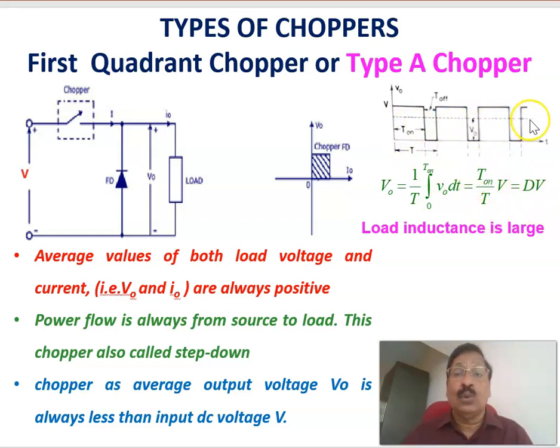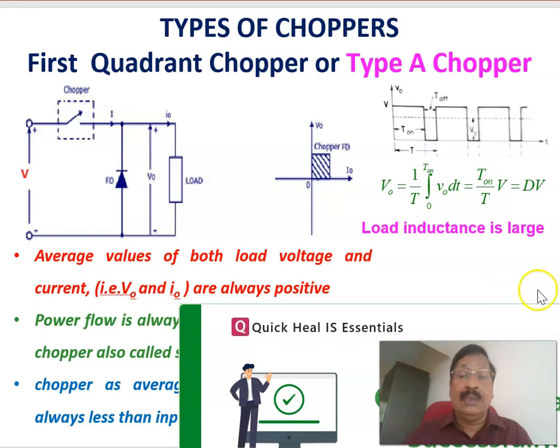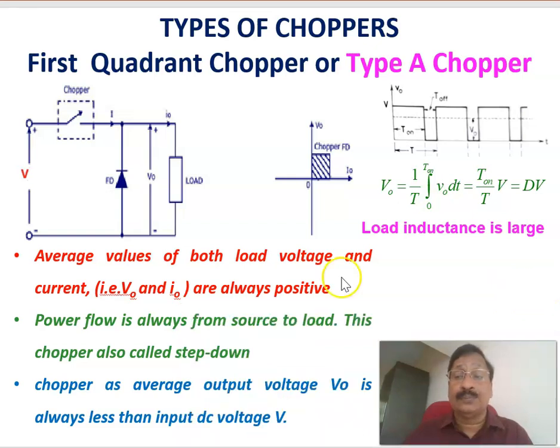Therefore, the average voltage across this load will always be positive, because here you will only be getting a positive voltage across the load, and the current is also positive. Always the current will be in the positive direction. The average current is positive. Therefore, the average values of both load voltage and load current, V0 and I0, are always positive. That is, it is working in the first quadrant.